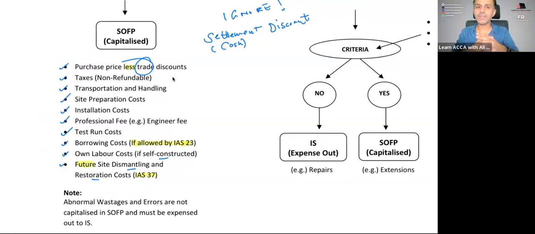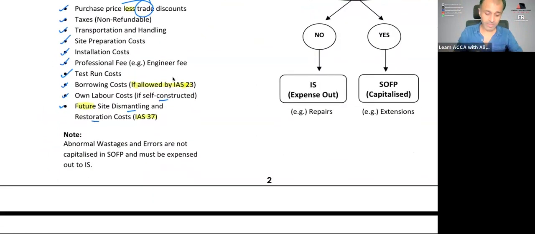Certain costs cannot be capitalized. Abnormal wastages. Sometimes when you are constructing your own plant, there are wastages. Abnormal wastages are those that are more than what you had expected. Normal wastage is what you were already expecting, that this sort of waste I expect will happen when I construct a plant. But abnormal is more than that. So abnormal waste cost will be expensed out, because that is not considered a normal thing. And errors are not capitalized.